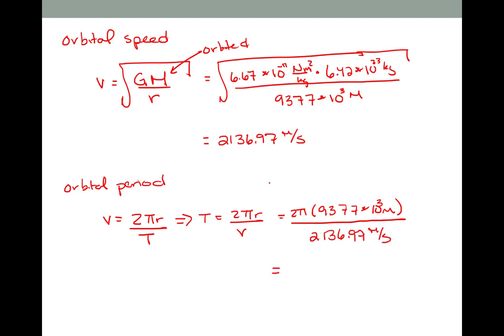And putting all of this into a calculator results in 27,570.5 seconds. I don't know how you feel, but I look at that and say 27, not even 28,000 seconds. Okay. If you think about 1 hour being 3,600 seconds, that equates to a period of 7.66 hours. So Phobos orbits Mars once every 7.66 hours. And if you Google information about Phobos, you will find that that is a correct value.